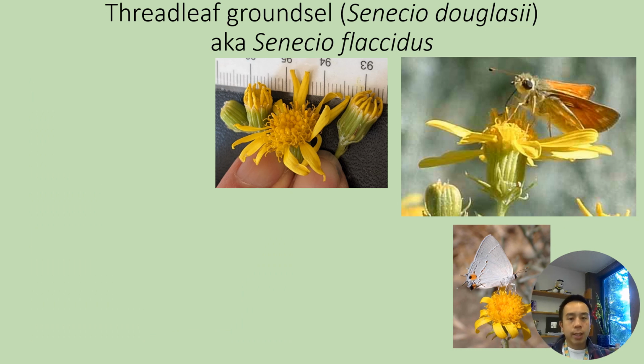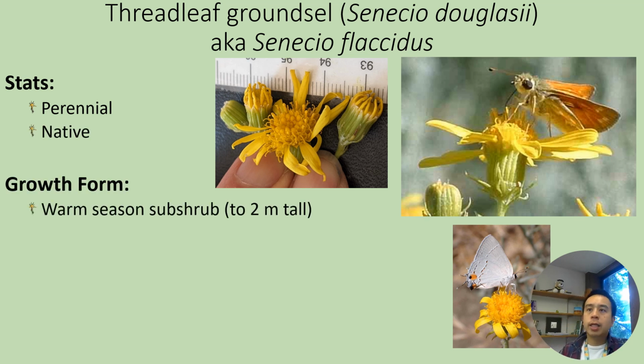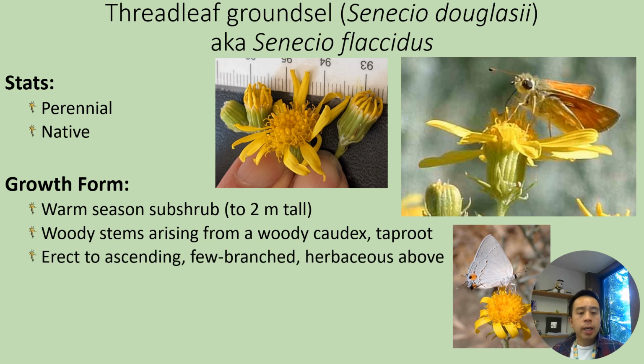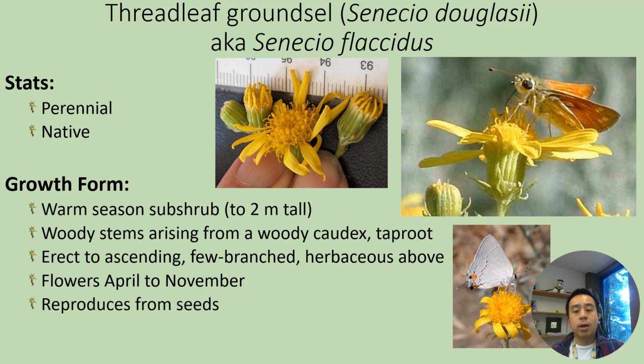So threadleaf groundsel, or Senecio flaccidus, is a perennial native species. In terms of its growth, it is a warm season subshrub that gets to about 2 meters tall. The woody stems arise from a woody caudex or a taproot, this kind of large mass that you can see above ground as well. It grows erect to ascending and often is few branched and is herbaceous. It flowers from April to November and it reproduces primarily from seeds.